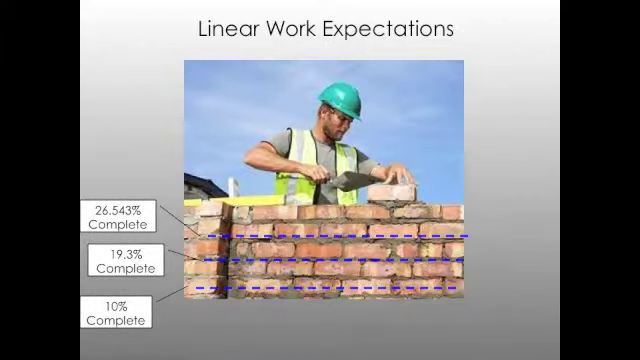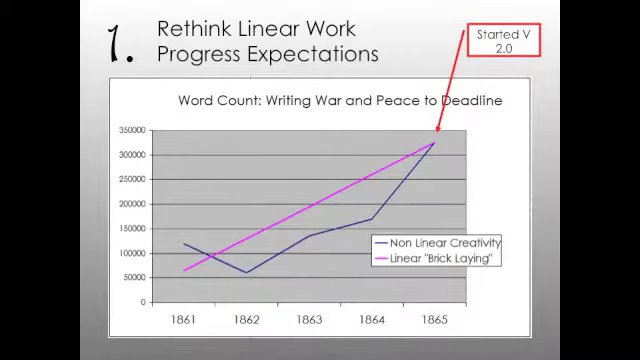Well, first of all, we've got to rethink some of our linear work expectations. If we're building a brick wall and it's 100 feet long, and we know after we've built 3 feet of 6 feet that we may be 50% complete, but how do we do that in terms of a knowledge work project? So for example, if we were to ask Leo Tolstoy what his progress was in writing War and Peace and just try to get that from a word count, we probably wouldn't get much success.